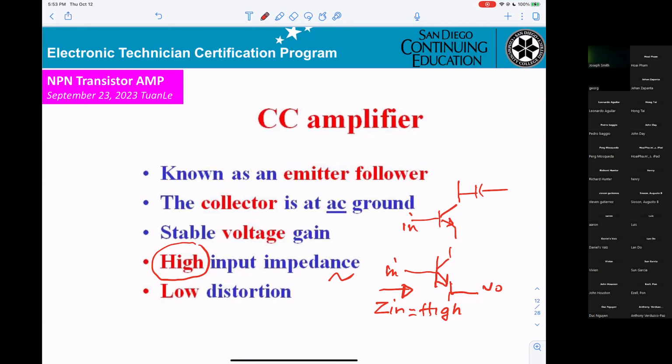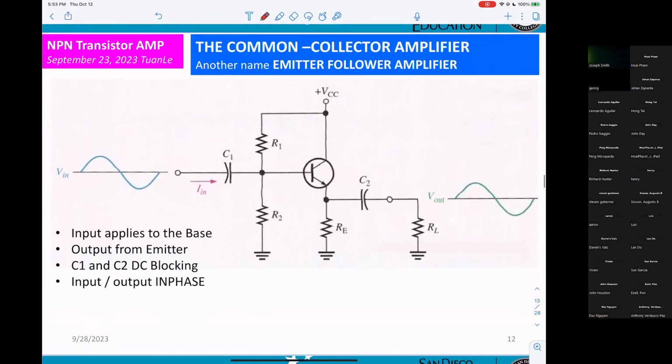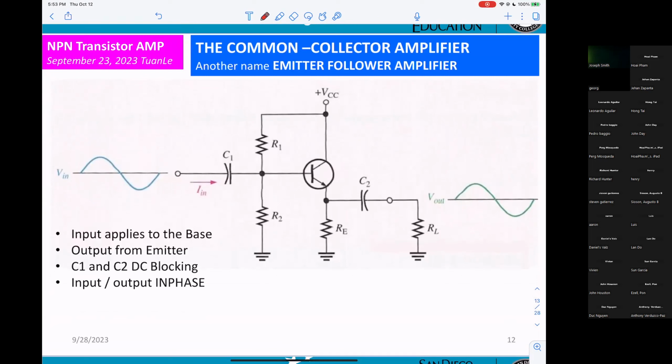And also input and output will be in phase. Okay. That is the characteristic for the common collector. Now we will see how they connect. You can see, very simple. When you look into the circuitry, you know that will be common collector. Input applies to the base. There's the input here. However, output will be coming out from the emitter. So you know that will be the base, that will be the collector, that will be the emitter.